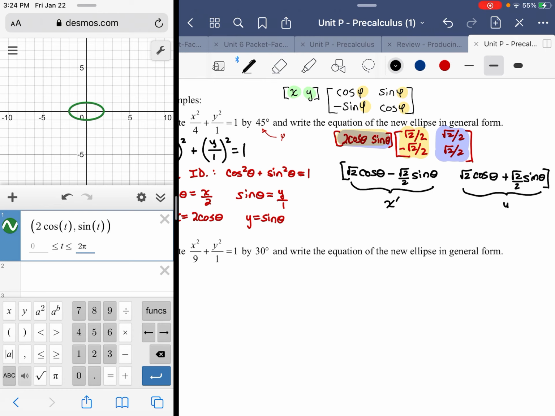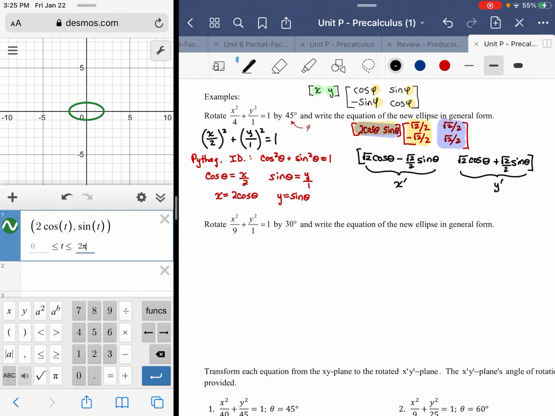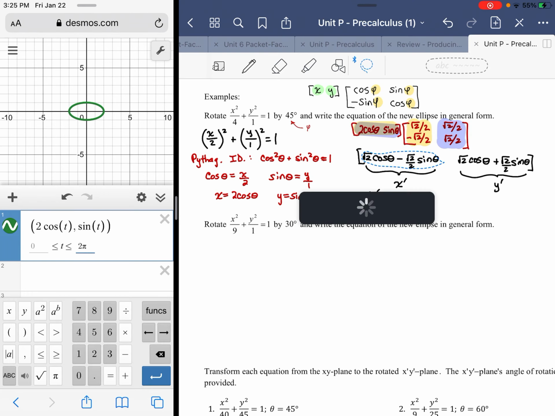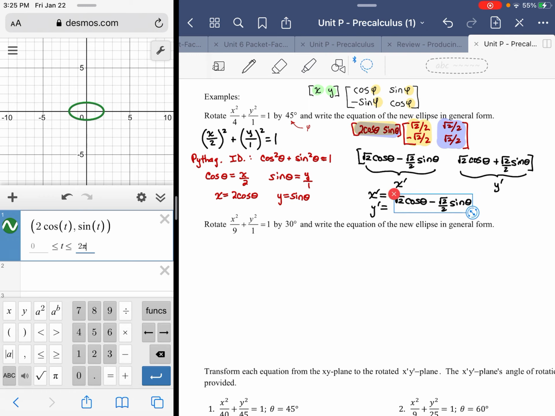So that would be my y prime. So these are my two equations, my two parametrics that would represent the rotated ellipse. All right. So I just want to verify that these are actually correct. All right. So I would write x prime equals and y prime equals. Copy paste being, of course, the best friend.